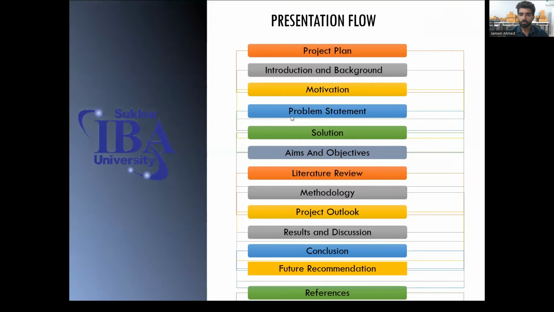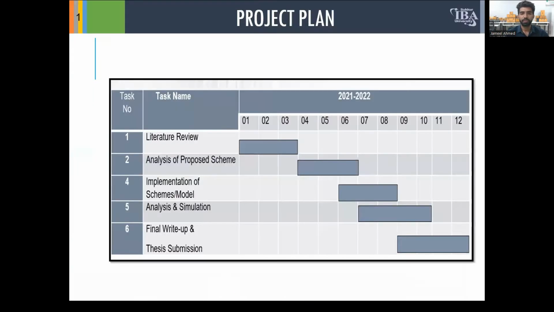Our presentation flow will be project plan, then introduction and background, then motivation, then problem statement and solution, aims and objectives, literature review, methodology, project outlook, results and discussion, conclusion, future recommendation, then references.